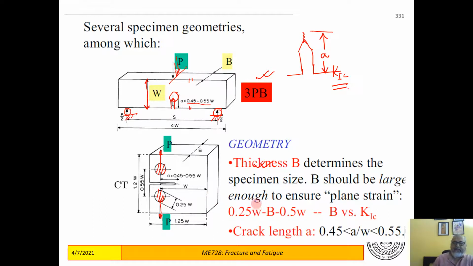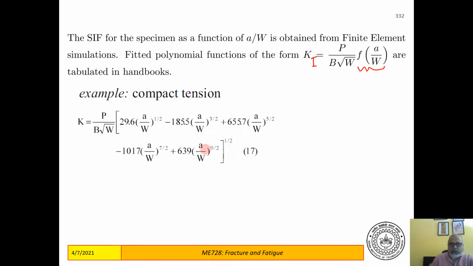geometries, and then the finite element results are fitted so that you have K1 given as P by B root W times a geometry factor which depends on the A by W, which is the crack length to the width of the specimen, and as we have seen that this is close to 0.5. So with A by W close to 0.5, you have a value of this geometry factor, and using that you can find the K1 for any load.